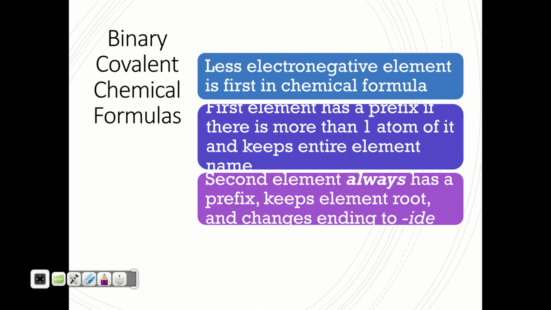So we just go backwards, okay? We do use the less electronegative element first in the chemical formula. I mean, that's already going to be written there for you. The first element has a prefix except if there's only one. So we don't use mono. It says only if there's more than one atom. I can easily just say don't use mono. And then the second element, we always have a prefix on it, and we change the ending to "ide," just like ionic. So there are some similarities there. We do end with "ide."